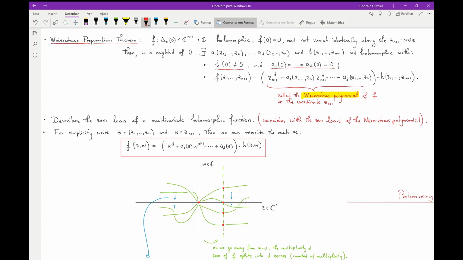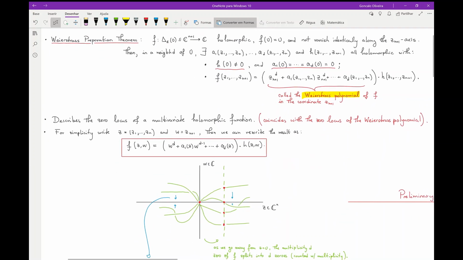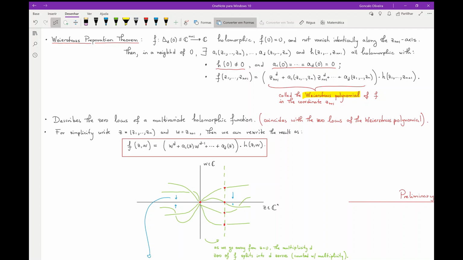And before we embark on the proof, I want to rewrite this in a nicer notation, so that in the proof we can use it. We still need to do some preparation before starting to prove it, and I also want to make a few extra comments. So for simplicity, I'm going to refer to z_1 up to z_n as z. It's just a notation, and w is going to be z_{n+1}.